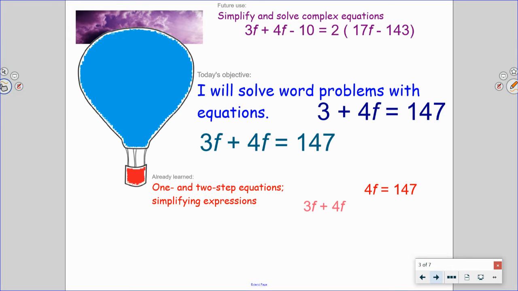Let's go on with today's assignment. I will solve, you bet, right toward the end of the chapter, word problems. Now listen, we've done equations, expressions, simplifying expressions, solving equations. We've done one-step equations. We've done two-step equations, like 3 plus 4f equals 147. We've done two-step equations with combining like terms. So more of that, only with real-world problems.